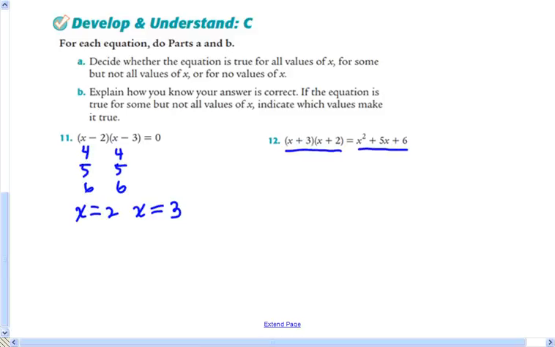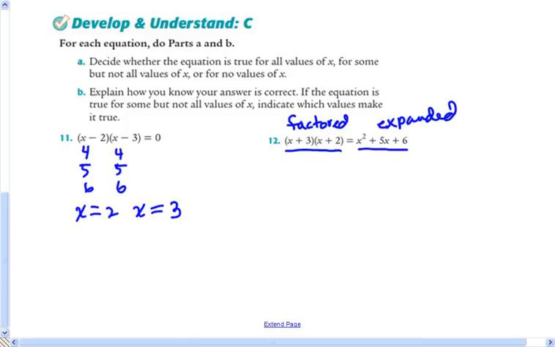All right, the second one is this product of these two binomials. Is there some value of x such that it's equal to x squared plus 5x plus 6? It'd be easier to tell if they're both in the same form. This one right now is in factored form. This one's in expanded form. So let's expand the first one and just see what it looks like.